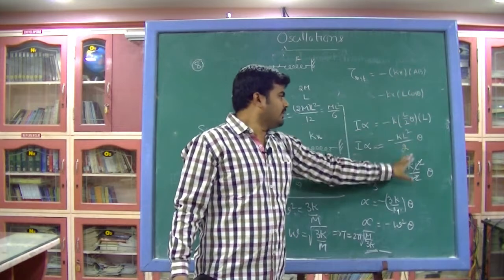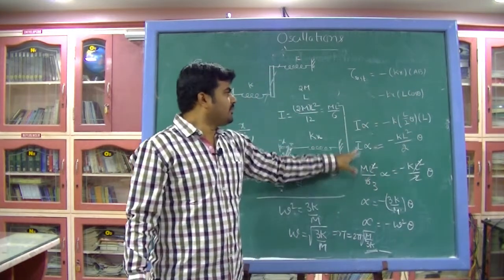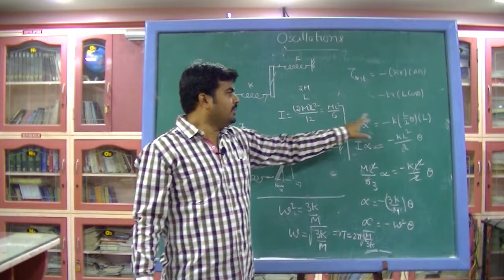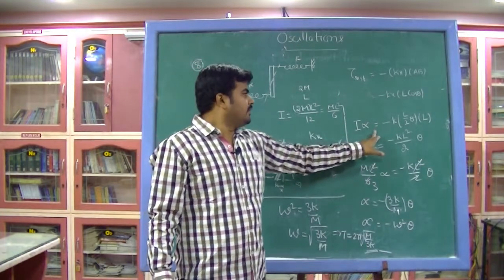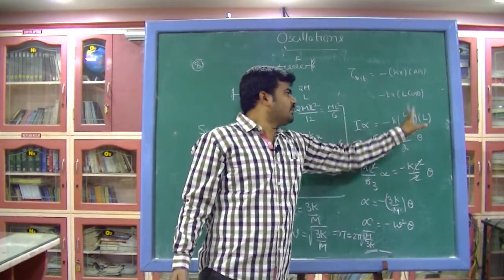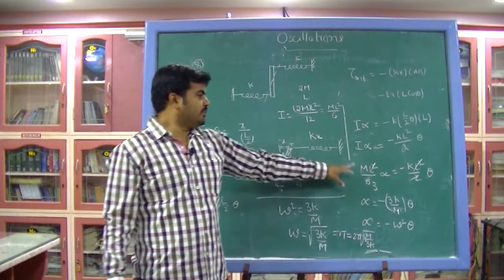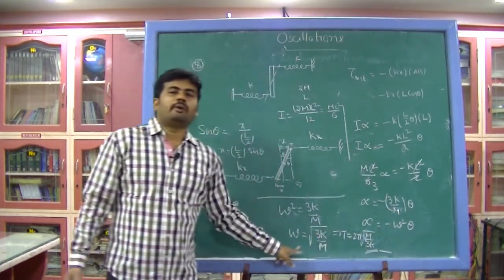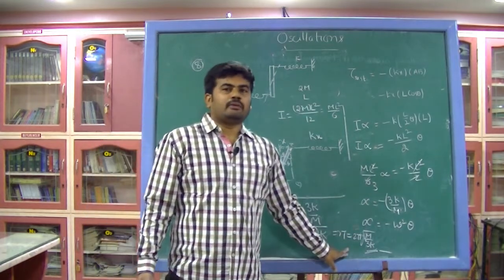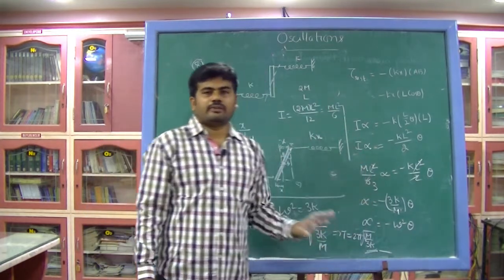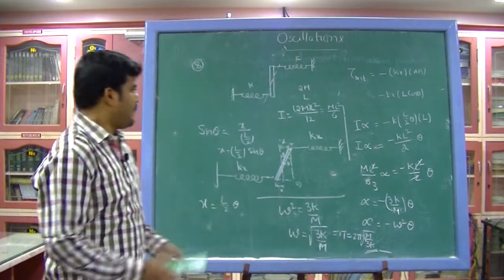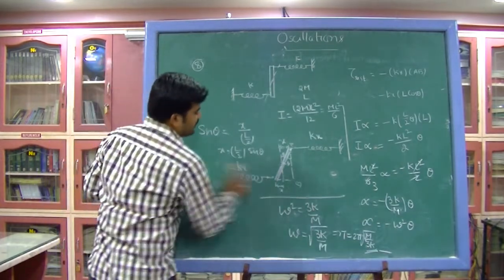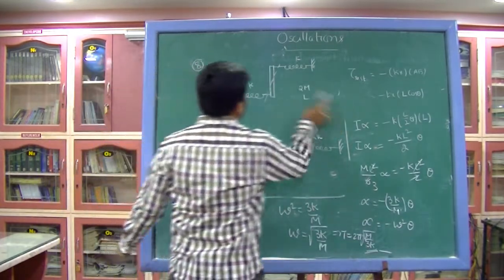So, after getting that, here the moment of inertia. Torque is equal to I into alpha, and that is equal to minus k L square theta by 2. Substituting the value of I, we got the value of alpha, and as usual the omega value and then the time period value. So, that is the method. Try to understand the method. Now, let us move on to another problem.